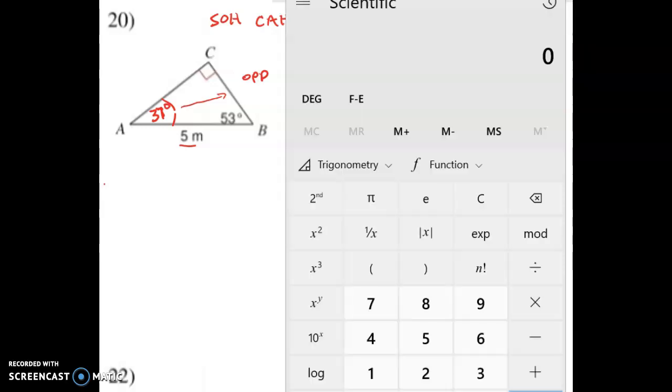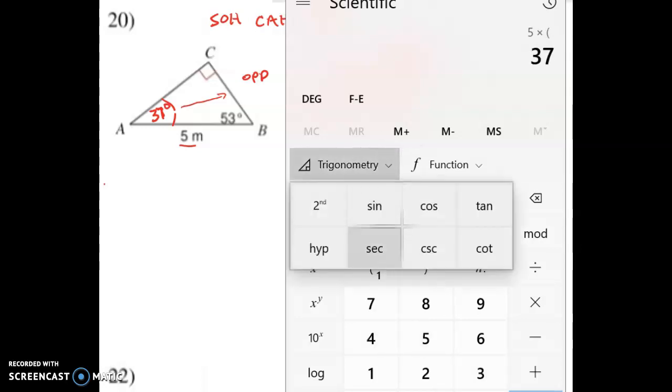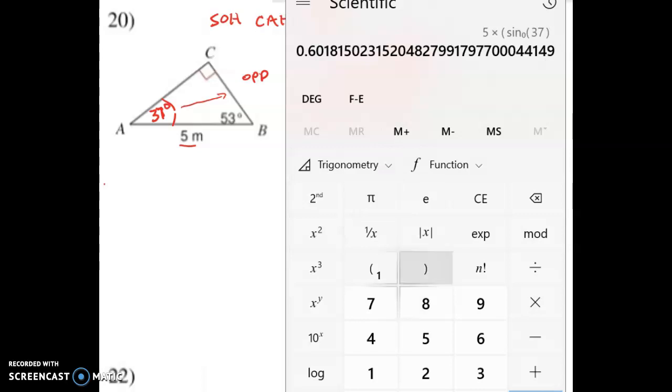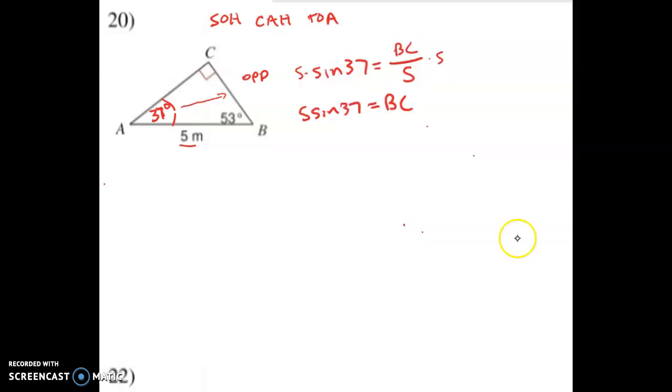Here's your calculator. And we get 5 times the sine of 37. So use your parentheses. We want a 37 degree angle, and we want the sine of that. So again, check your syntax up here. Make sure that it's correct. 5 times the sine of 37 is what we want. Hit equals. It gives me about 3.01 when we round. So BC is about 3.01.